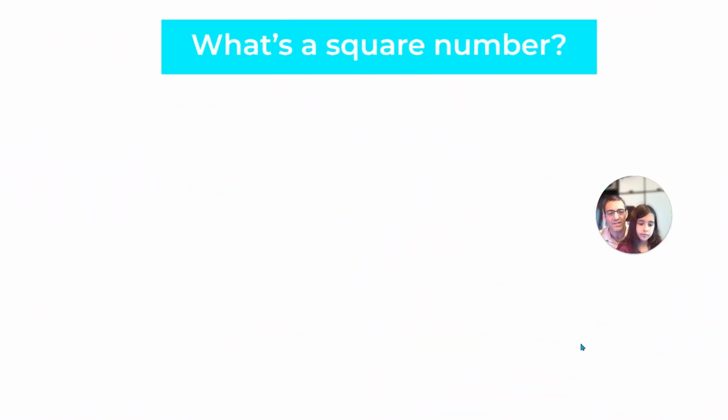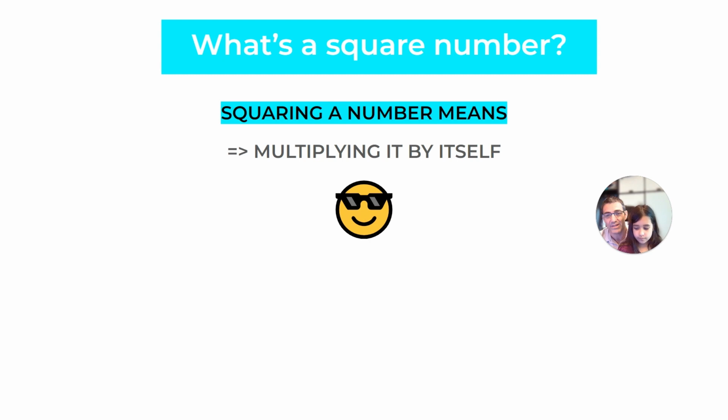So, the first thing to think about is what is a square number? And Aiyana, do you know what a square number is? Yes, it's when a number times itself. When you multiply a number by itself. That's a very good definition, Aiyana. Well done. So yes, squaring a number means multiplying it by itself.